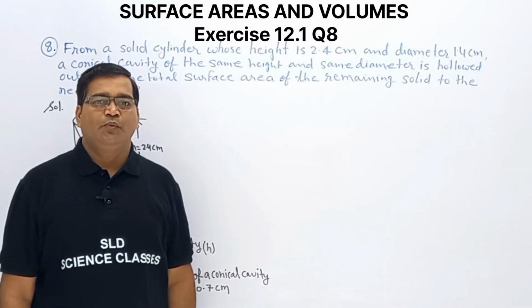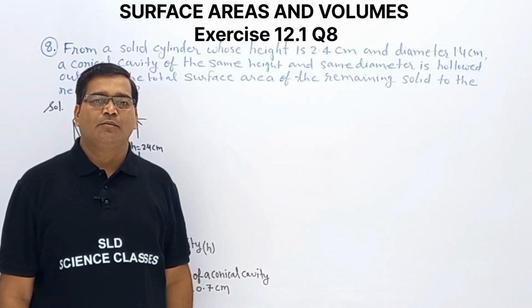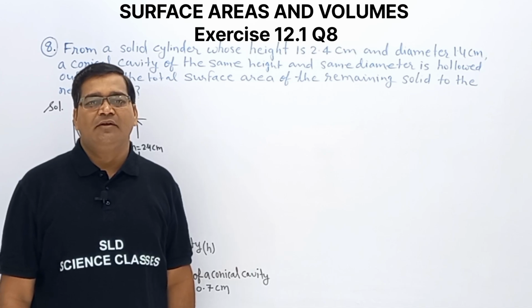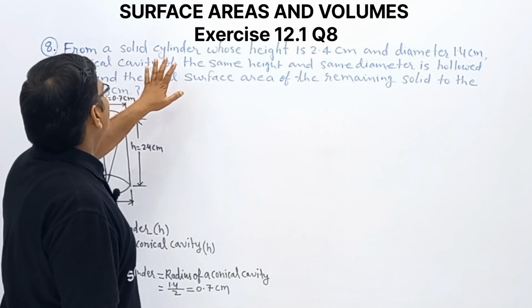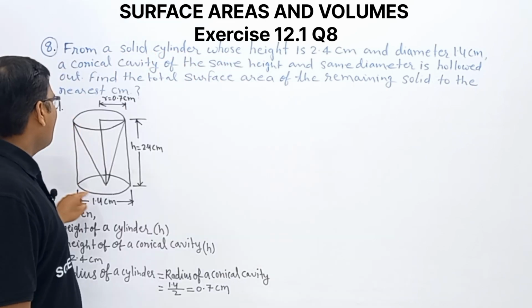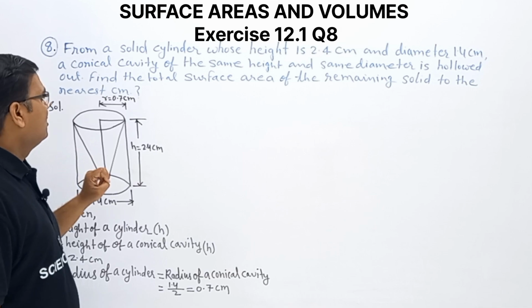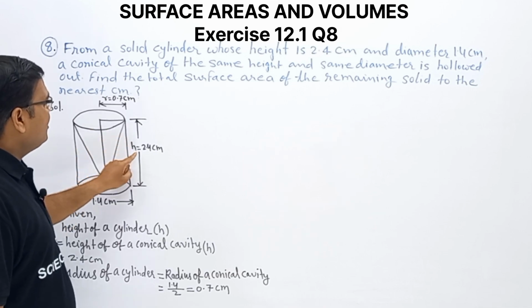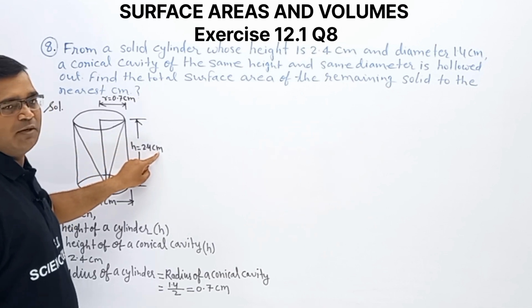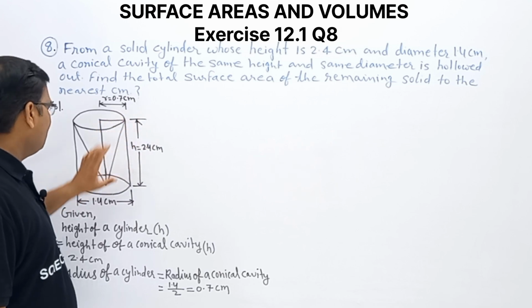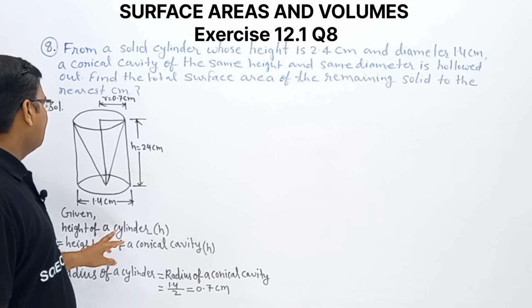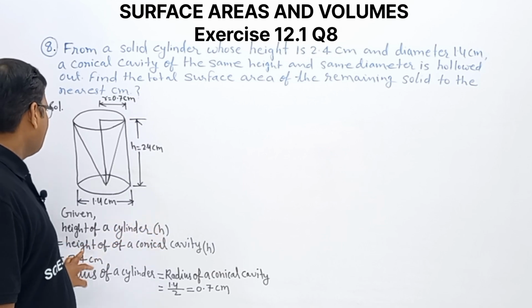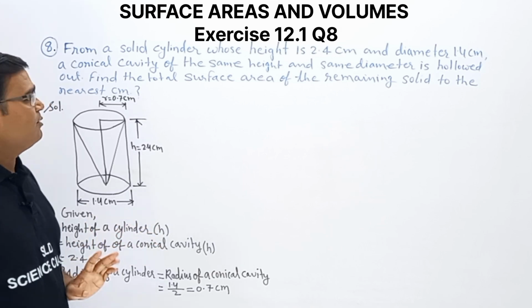In this class, we are going to discuss question number 8, exercise 12.1, surface area and volume. Observe this question. We have one solid cylinder. The height of this solid cylinder is 2.4 centimeter. The height of a cylinder is denoted by h, and it is given as 2.4 centimeter.